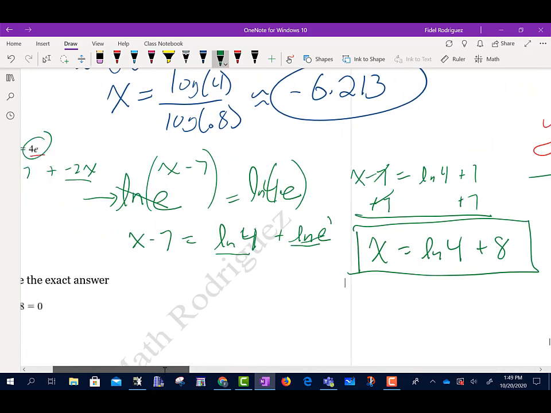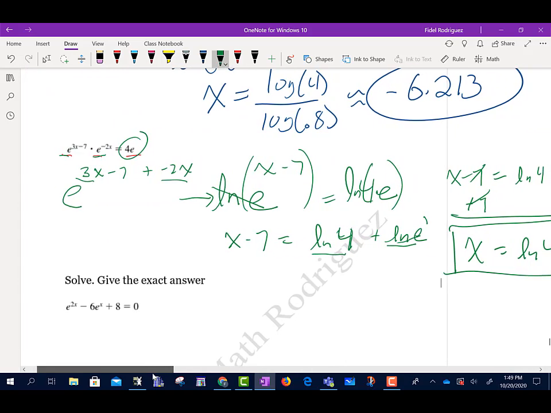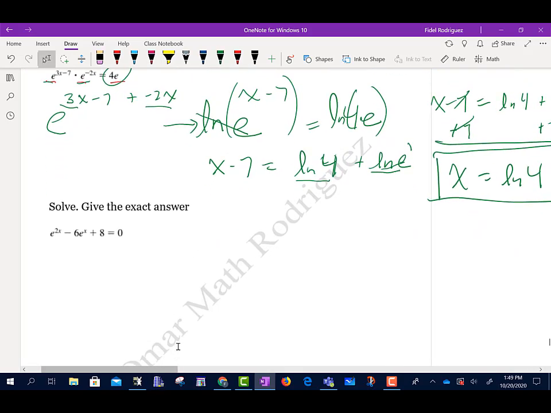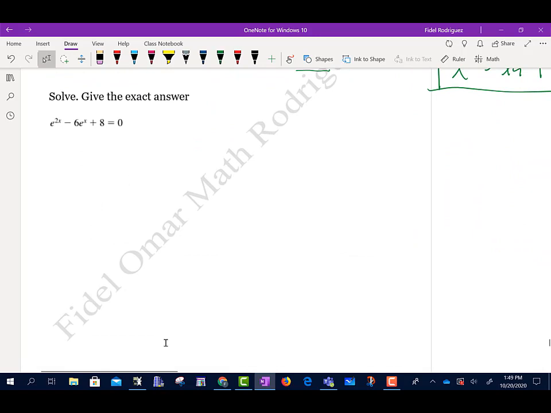So let me bring my stuff back here. And again, the directions say solve, give the exact answer. So we're going to do that. So I want you to think about, we did this a long time ago, somewhere back in chapter 1, like in week 4.